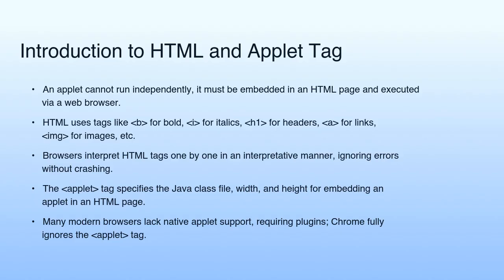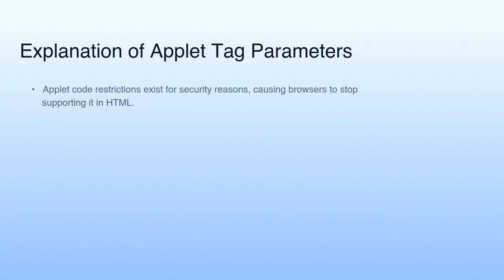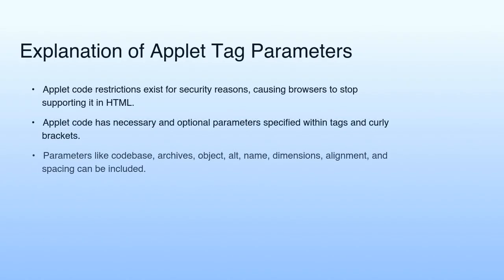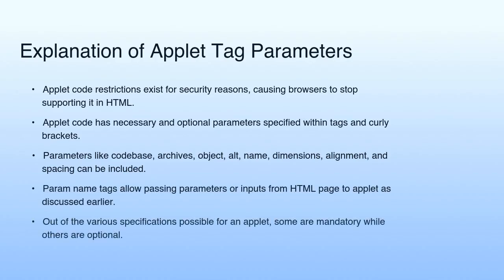The applet tag specifies the Java class file, width, and height for embedding an applet in an HTML page. However, many modern browsers lack native applet support and require plugins, with Chrome fully ignoring the applet tag. Applet code restrictions exist for security reasons, causing browsers to stop supporting it in HTML.